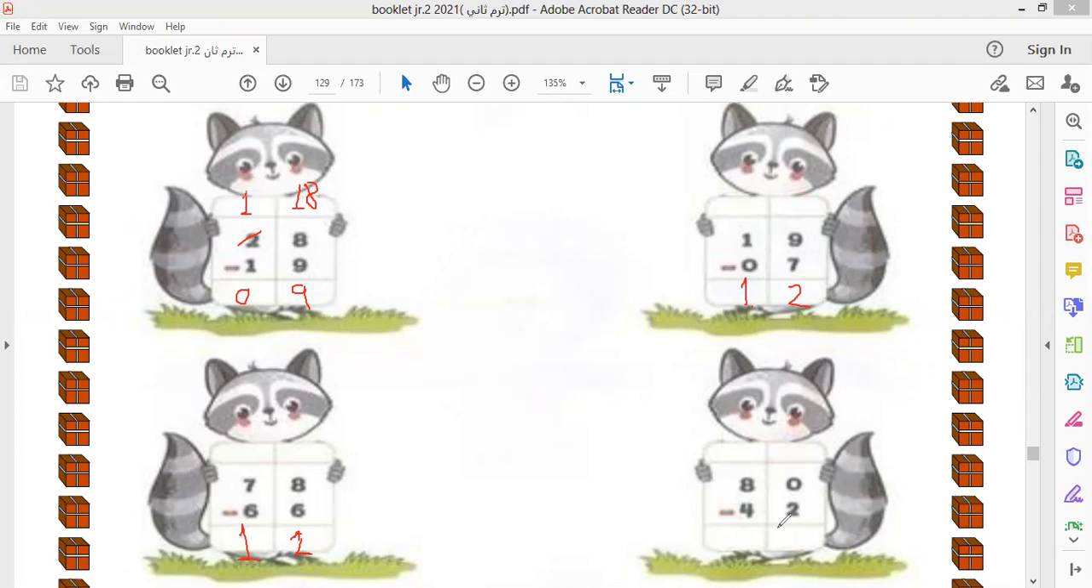80 minus 42, 0 minus 2 doesn't work, so we go to the next place and borrow 1. 8 becomes 7, and this 0 becomes 10. 10 minus 2, 8. And 7 minus 4, 3.